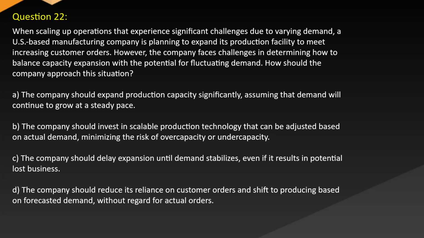A. The company should expand production capacity significantly, assuming that demand will continue to grow at a steady pace. B. The company should invest in scalable production technology that can be adjusted based on actual demand, minimizing the risk of overcapacity or undercapacity. C. The company should delay expansion until demand stabilizes, even if it results in potential lost business. D. The company should reduce its reliance on customer orders and shift to producing based on forecasted demand without regard for actual orders.